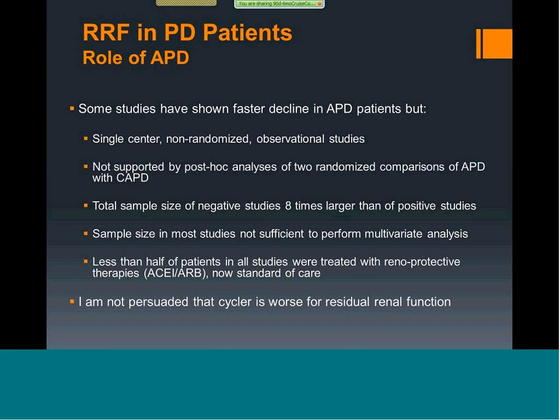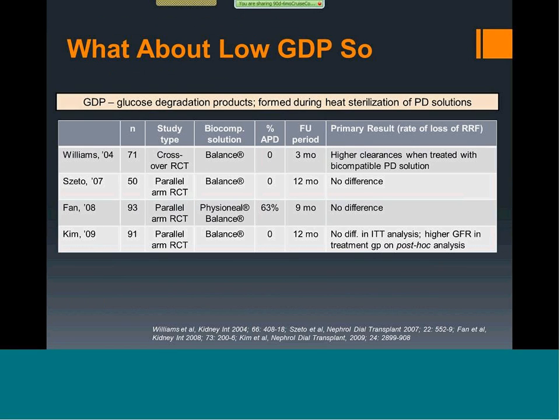There are studies that have shown that cycler patients lose their residual renal function faster than those on CAPD. I'm not going to go through the entire content of the slide, except to say that the studies are of poor quality, and I'm not persuaded that cycler is worse for residual renal function. In our facility, we leave the decision for CAPD or a cycler to the patient 9 out of 10 times. We cannot do it 100% of the time, but 9 out of 10 times we leave it to the patient to decide which one is going to work best for them.